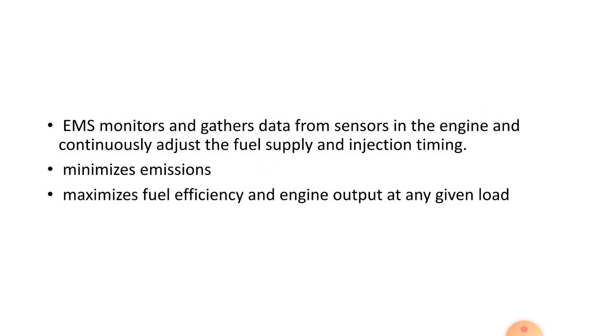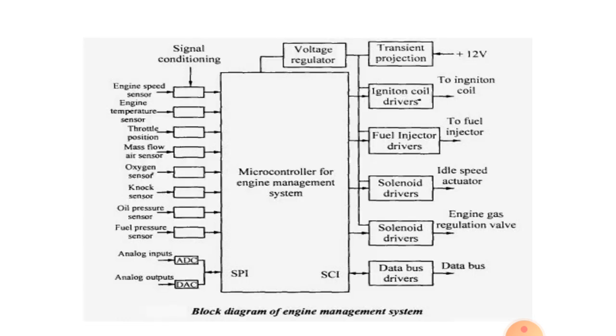at any given load. This is the block diagram of the engine management system. There are various sensors, so we have to apply appropriate signal conditioning, meaning we have to filter the signal from these sensors and amplify it. Also, we have to digitize those signals and then apply them to the microcontroller. Accordingly, the microcontroller takes the action and sends the signal to various actuators in the engine.